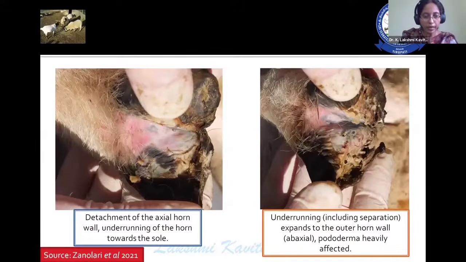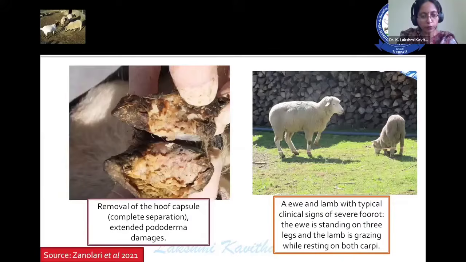Later on, detachment of the axial horn, that means the inner horn wall, with underrunning of the horn towards the sole. Underrunning expands to the outer horn wall, that is the abaxial wall, and the pododerma gets affected. Then removal of the hoof capsule, complete separation, and extended pododerma damage is observed. Because of this, the animal suffers a lot of pain. These two animals are suffering from severe foot rot. One animal is standing on 3 legs by folding the affected limb. The other is grazing while resting on its carpals.